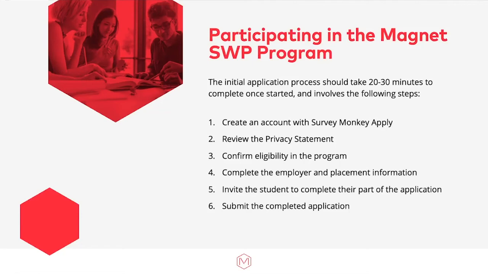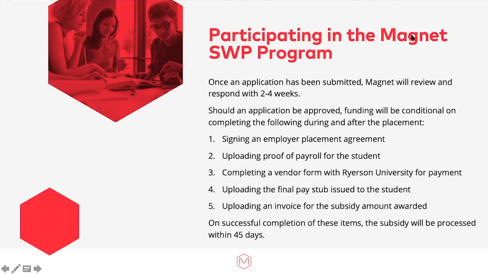approval. Once we review the application and check off that they meet all the criteria and that it's a legitimate placement, we would then give them a conditional approval, at which point the placement would be carried out until the end of the placement. And that decision would be made within 2 to 4 weeks.